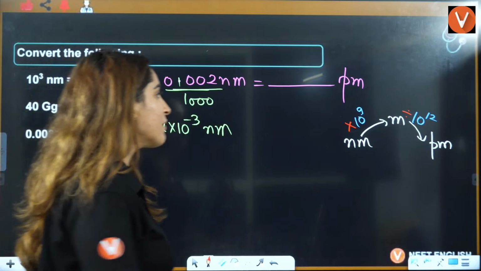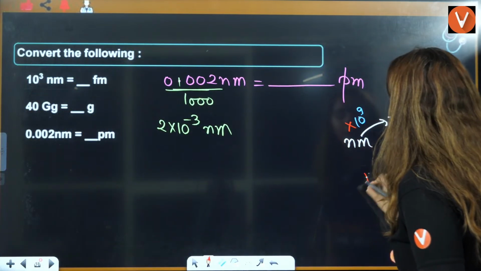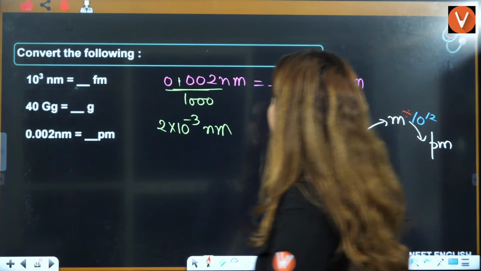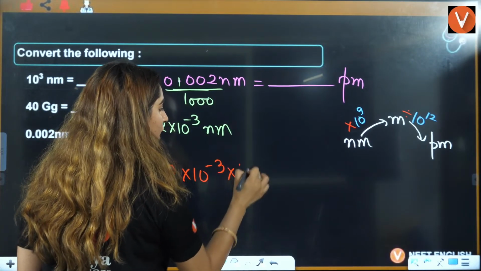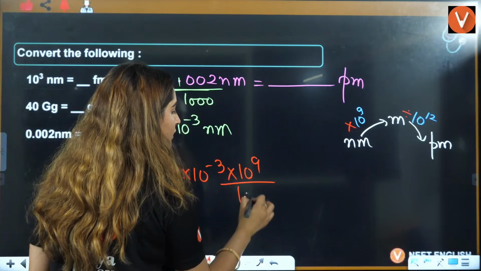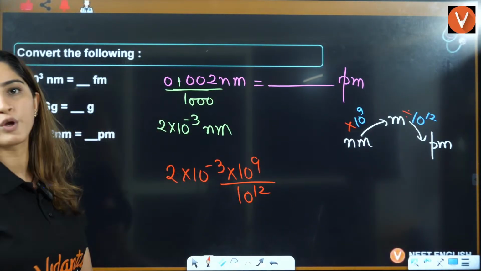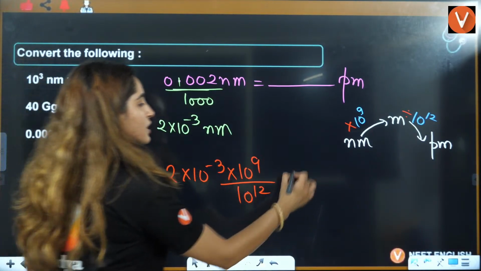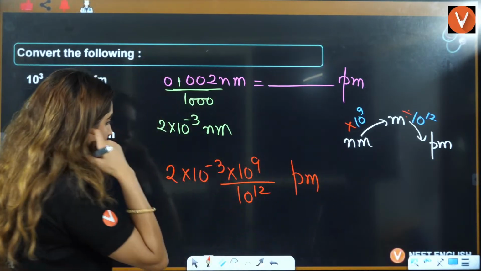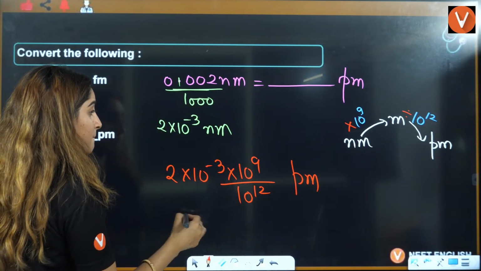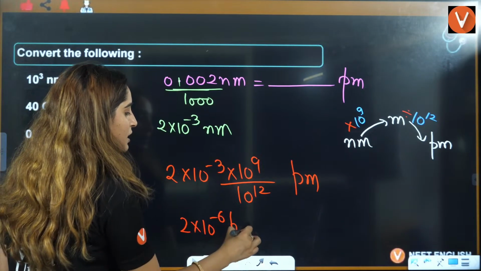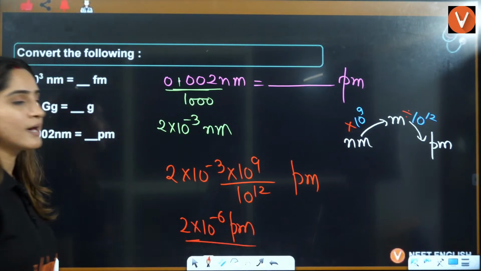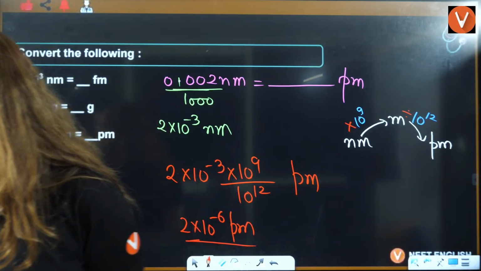Okay. So if I multiply and divide, can I simply write it like this? 2 into 10 raised to power minus 3 is multiplied by 10 raised to power 9 divided by 10 raised to power 12. That is going to be your answer when it is converted to picometer. So the answer will be 2 into 10 raised to power minus 6 picometer, which is your correct answer here.